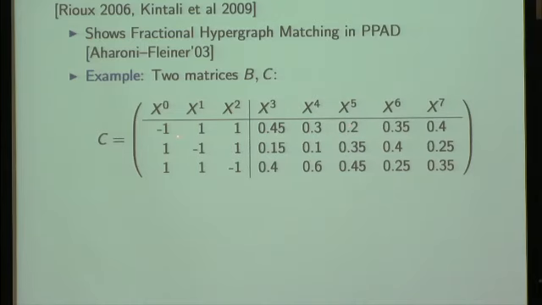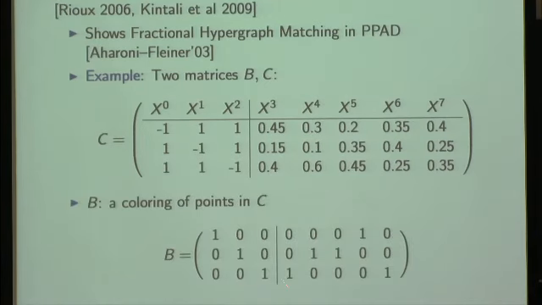You can view each column of C as a point in a 3-dimensional space, but in fact they lie in a two-dimensional plane, because the sum of the coordinates is 1. So we have points in a 2-dimensional plane. And then we have a matrix B, which for now consists only of 0 and 1, and in each column we have only one 1 entry. This matrix can be seen as a coloring of the points in C, where there are 3 colors according to the row, and for each column in C, the position of the 1 in the column in B tells you the color of the point in C.